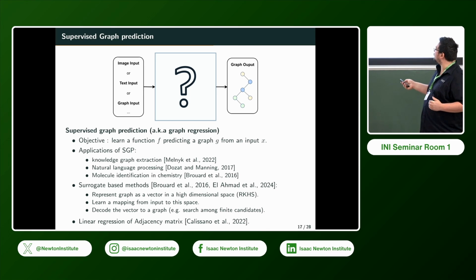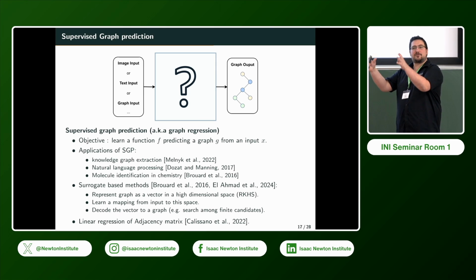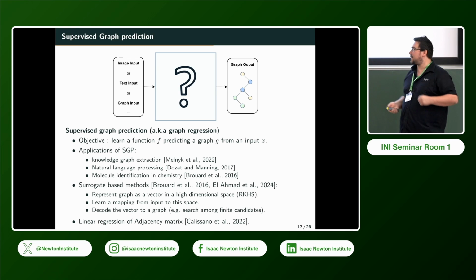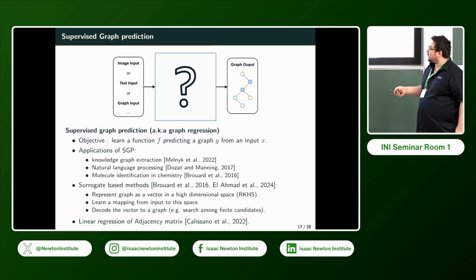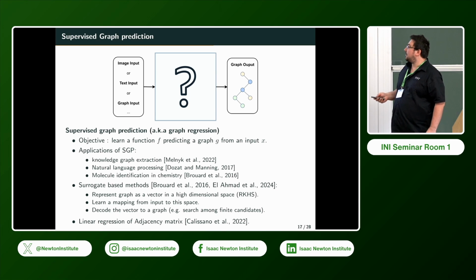For instance, when you do molecule identification, you might have a way to prune, to say, oh, it's clearly not this one, this one, this one, and to select on a smaller set. But then you still need to compute all the set and find which one is the best, to decode. And so, of course, Anna talked about linear regression for adjacency matrix.